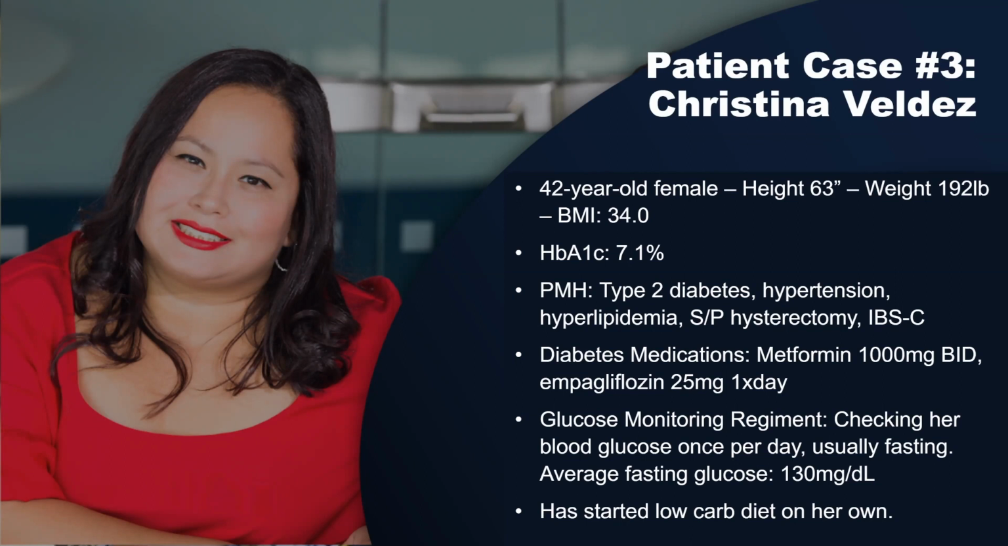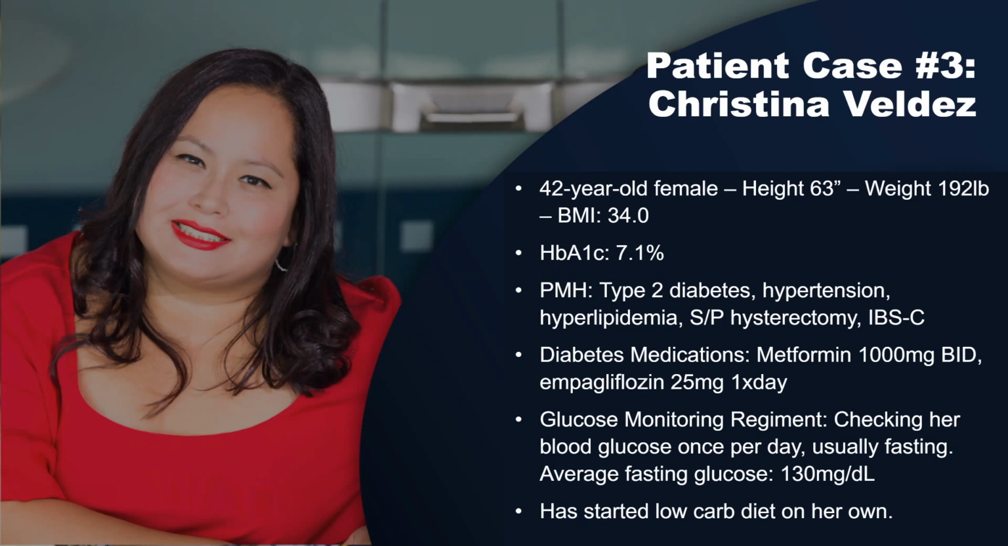This patient, Christina, is a 42-year-old woman. She weighs 192 pounds. Her BMI is 34. Her A1C is 7.1%. So she's actually pretty well controlled, very close to her target of 7% on her A1C. She has the typical comorbidities of a patient with type 2 diabetes, including hypertension, hyperlipidemia. And she is on metformin and empagliflozin, so a SGLT2 inhibitor that she's doing very well on, and she really likes it.